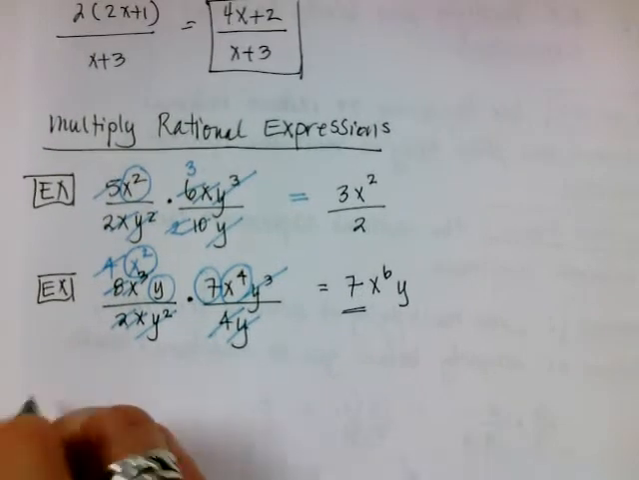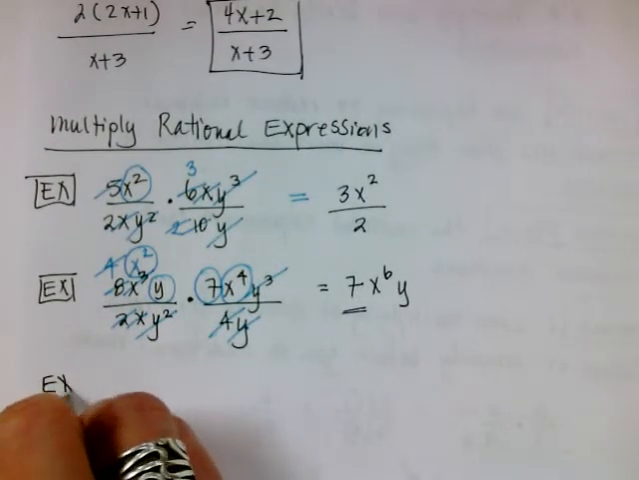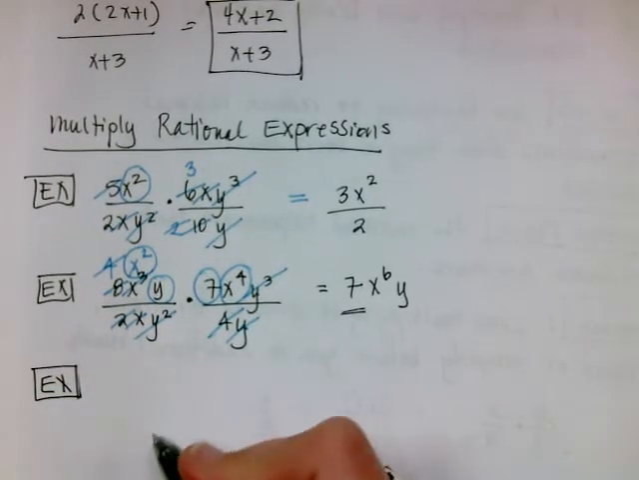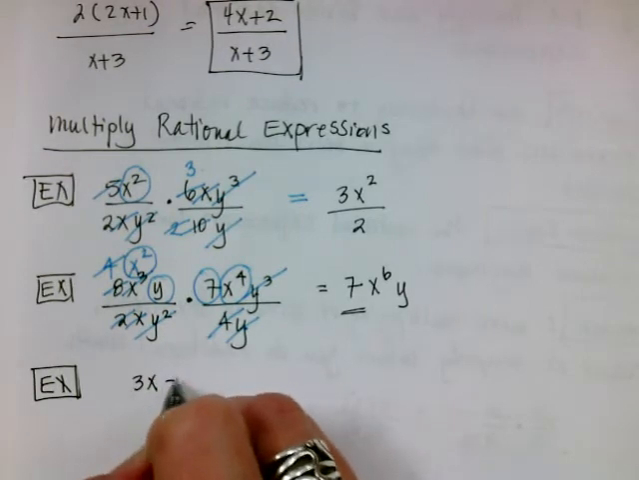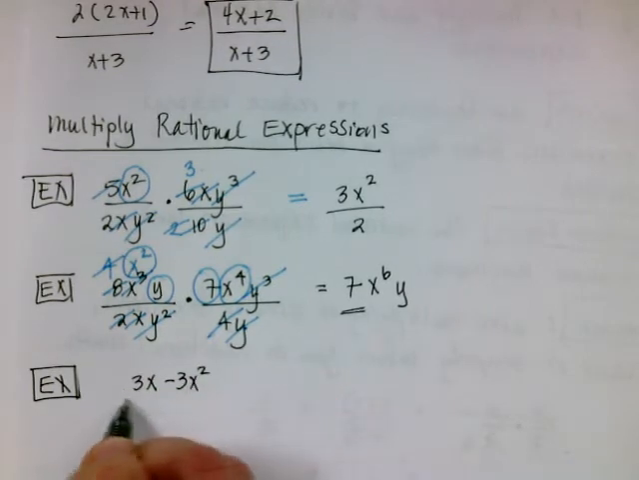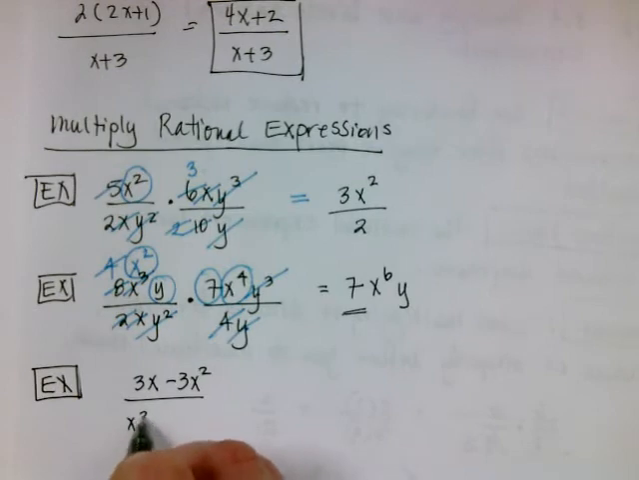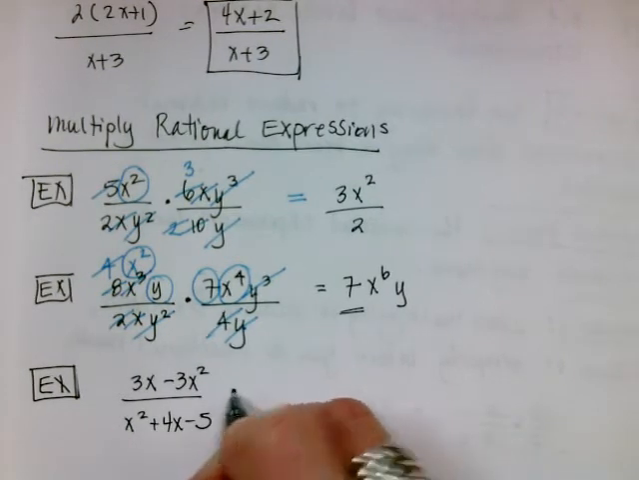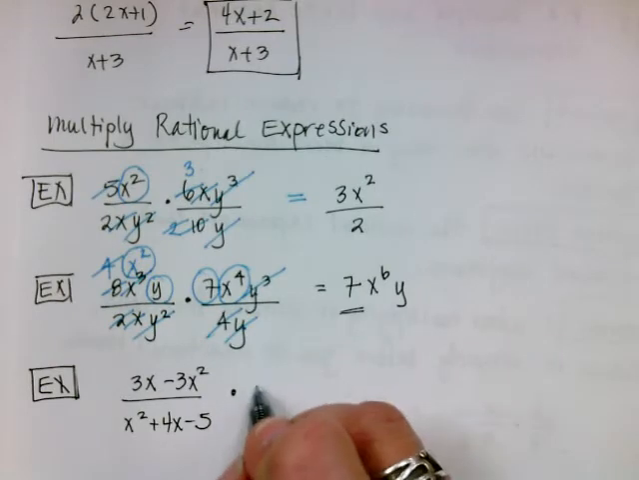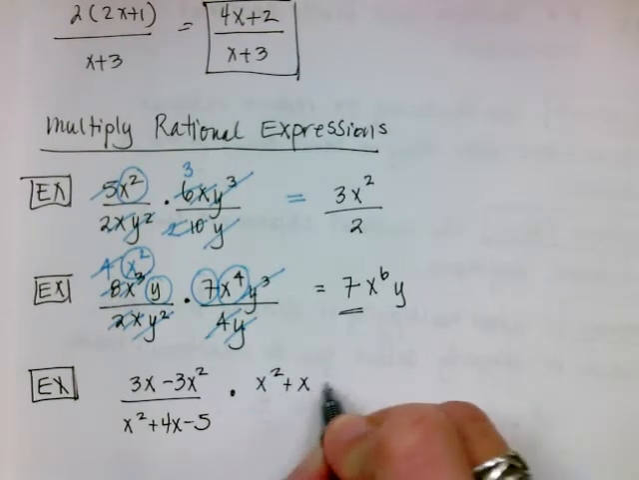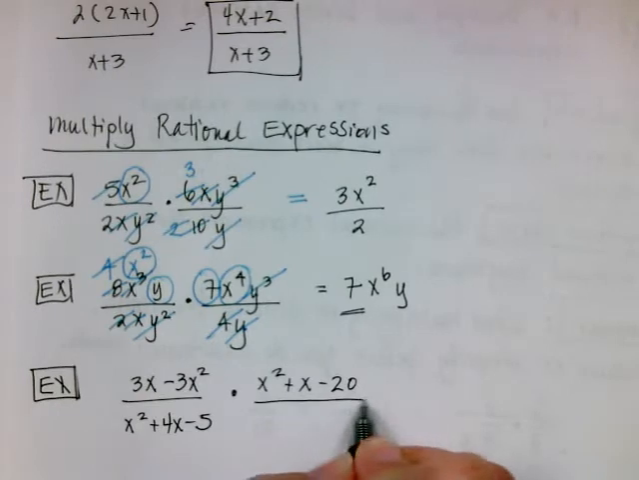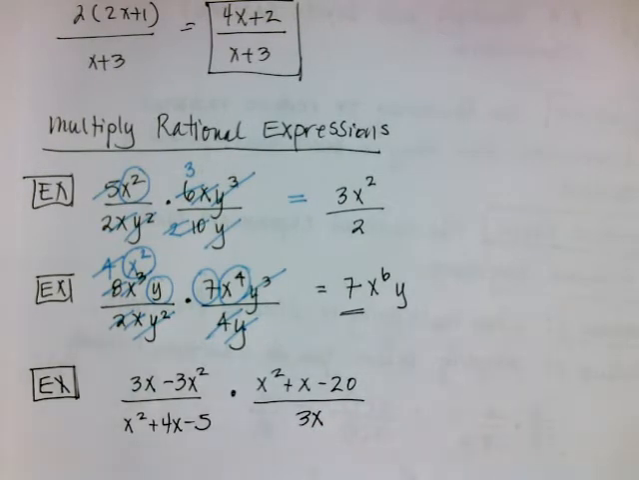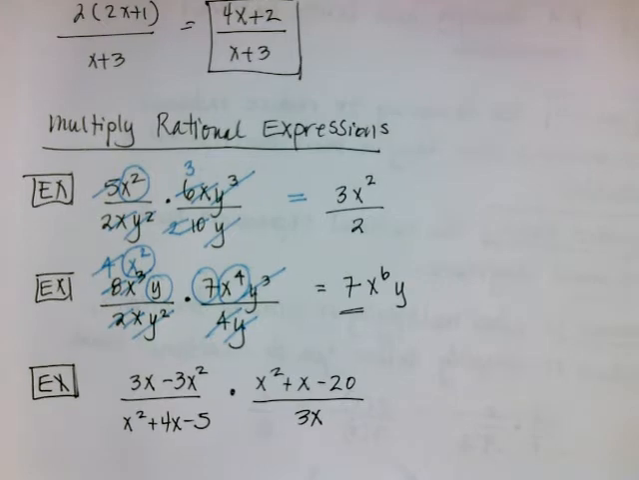All right, so let's do another one. Okay. So here's my example. Sorry, that's kind of a weird looking x. I have 3x minus 3x squared divided by x squared plus 4x minus 5. I'm going to multiply that by x squared plus x minus 20 divided by 3x. So to simplify this, I need to do some factoring before I can start.